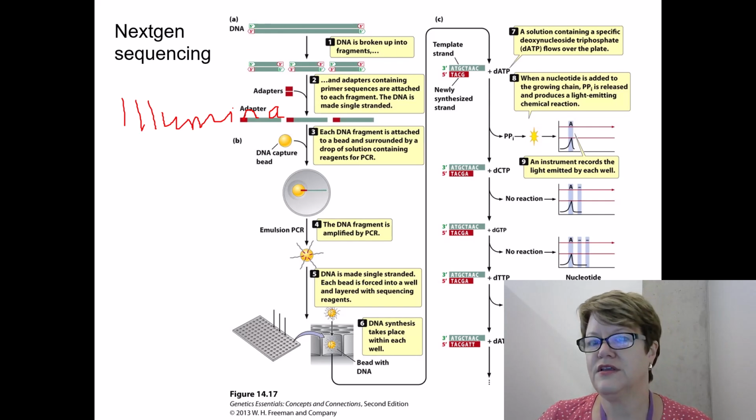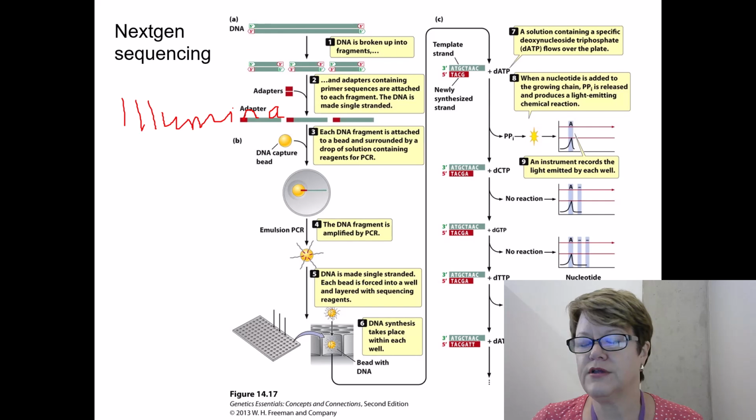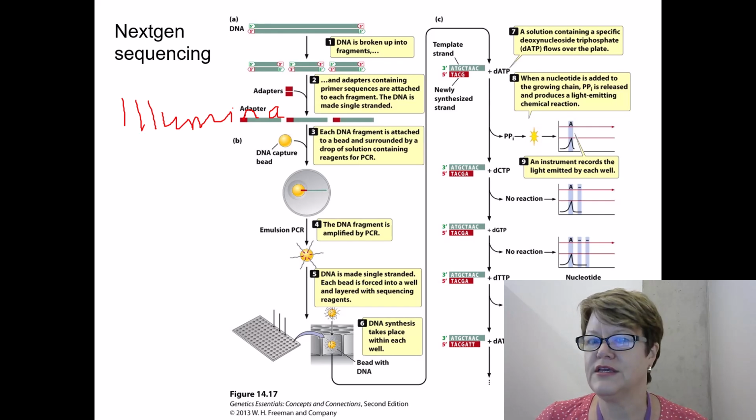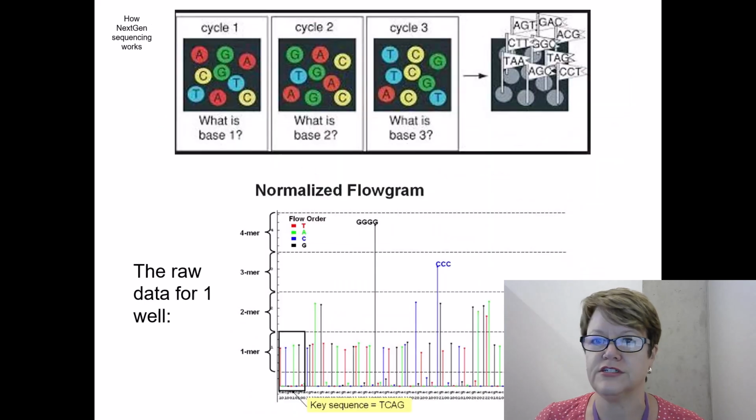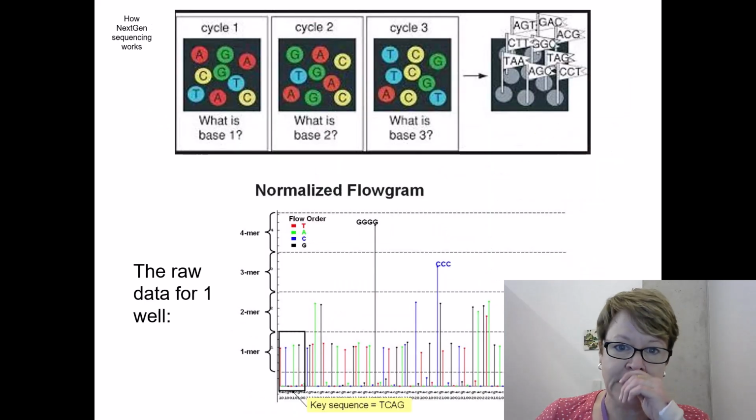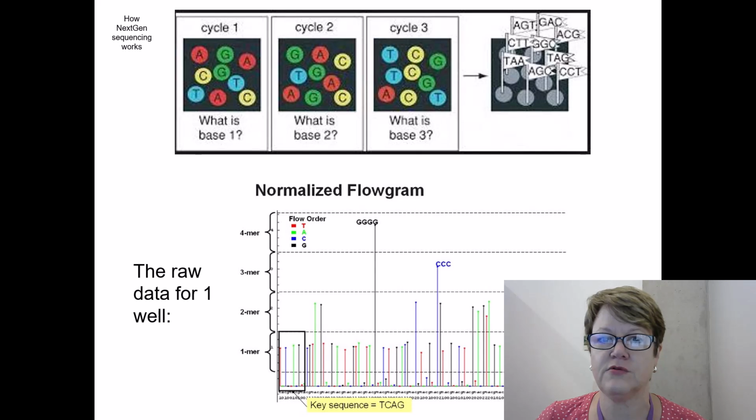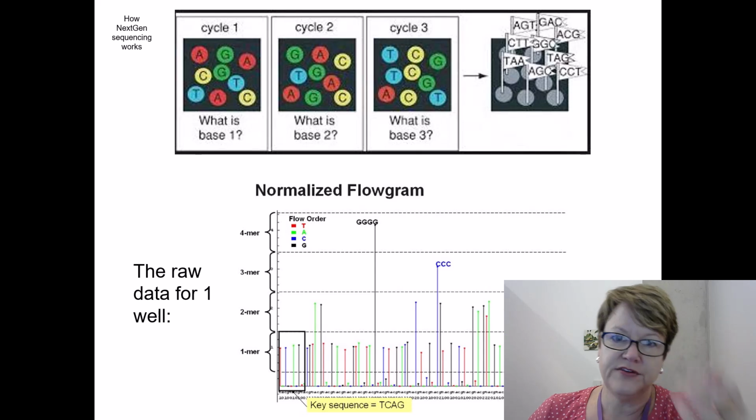And so it was faster, it's more accurate in some ways, and you can get longer sequences as they improve some of this technology. So this is how this Illumina sequencing works. In this picture, they're showing you like you're looking from the top down into one of these plates. In this example, there's only 9 wells in this plate, for example.